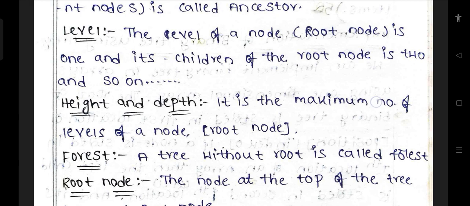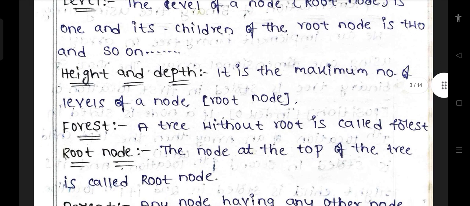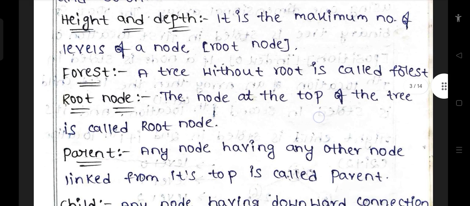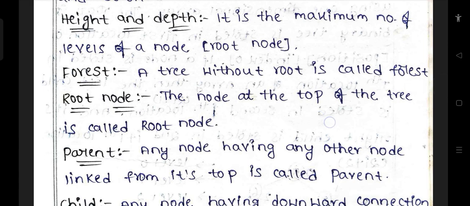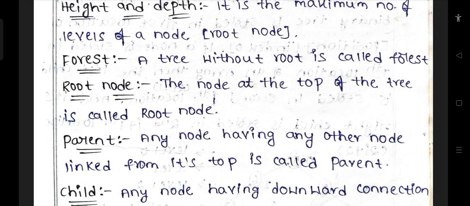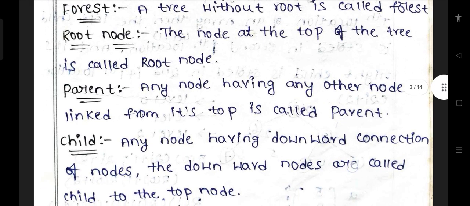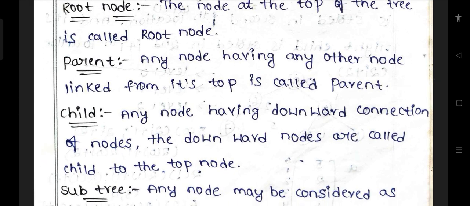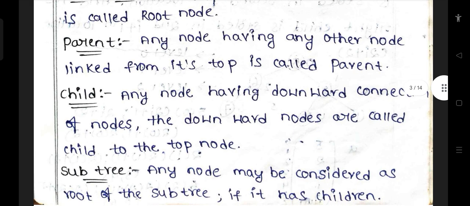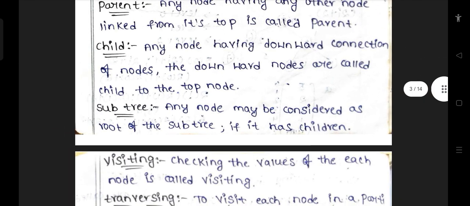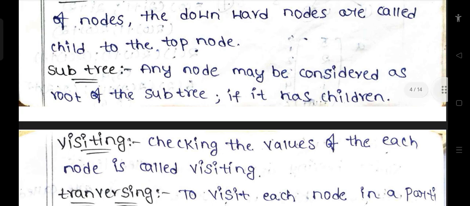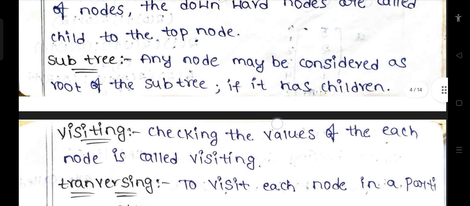Next, forest. A tree without a root is called a forest. Without a root node, it is impossible to construct the binary tree. Next, root node. The node at the top of the tree is called the root node. That means the starting node. Parent node: any node having another node linked below it is called a parent node. That means a node which has sub-nodes becomes the parent node. Child node means a node derived from another node. Subtree: any node may be considered as the root of a subtree if it has children.